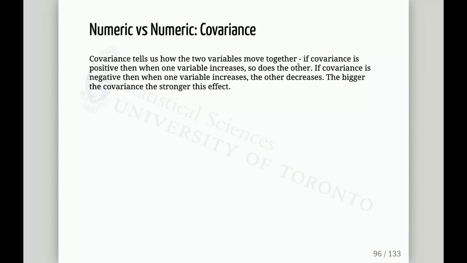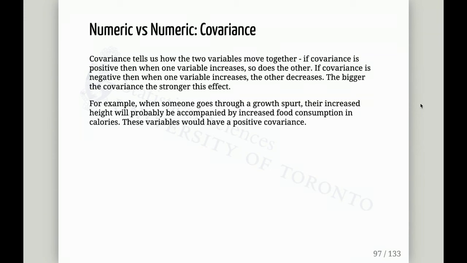Covariance tells us how the two variables move together. If covariance is positive, that means that when one variable increases, the other one also increases. If covariance is negative, then one increases and the other one decreases, the other way around. The bigger the covariance, the stronger this effect. So for example, if someone goes through a growth spurt, because they're growing, they probably are going to eat more. So they're going to take in more calories. So these two variables would have a positive covariance.